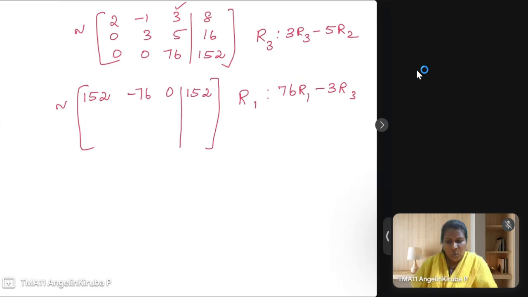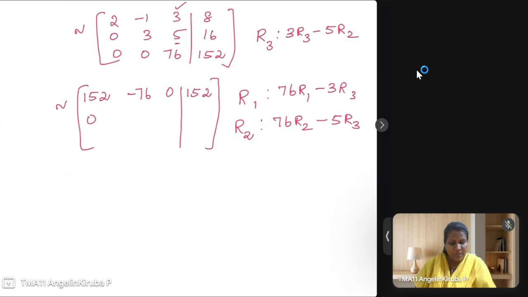Next we have to do R2. For R2, I'm going to make this 5 equal to 0. So for this 5, 76 into R2 minus 5 into R3. The same thing we can do with R3 itself. So 76 into R2 minus 5 into R3.